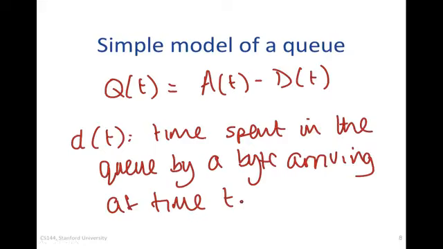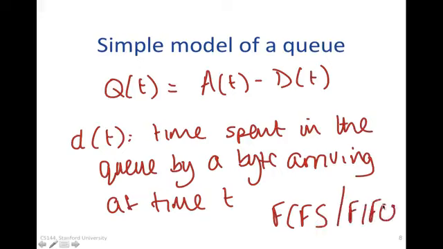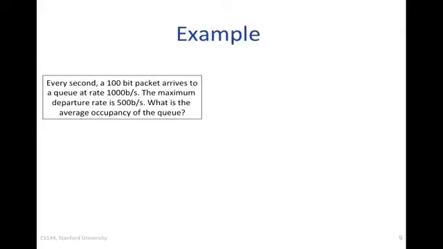Now, the assumption of this is always that it's first come, first served, or FIFO. We also say first in, first out. In this context, those have the same meaning. So that's true. If the bytes didn't arrive and depart in the same order, then we couldn't make this statement here about d of t, because we don't know that we're referring to the same byte. Let's go on and look at an example now of how we might use this.